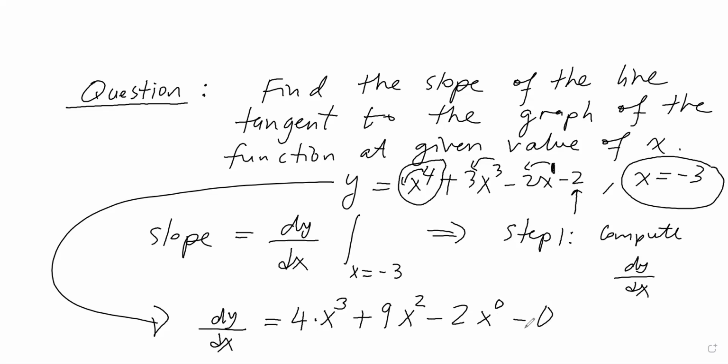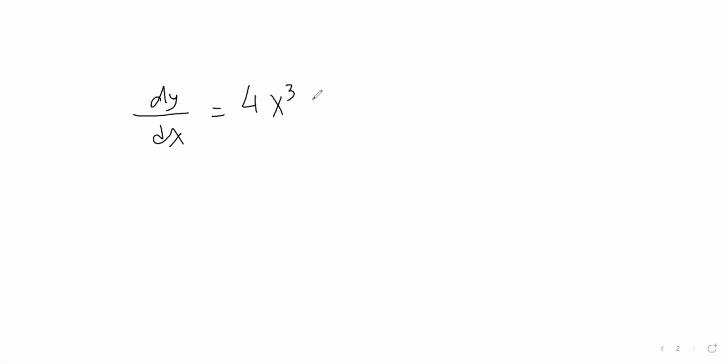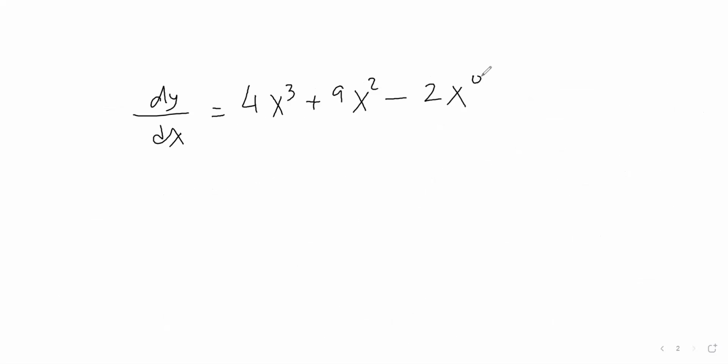If there's a constant, the derivative is always 0, so you can just ignore that. Okay, now let's simplify this if possible. So we have dy over dx equals 4x cubed, and then 9x squared minus 2x to the 0. I copy the x to the 0 here so I can show you in the future: this is just 1, right? X to the 0 is 1.